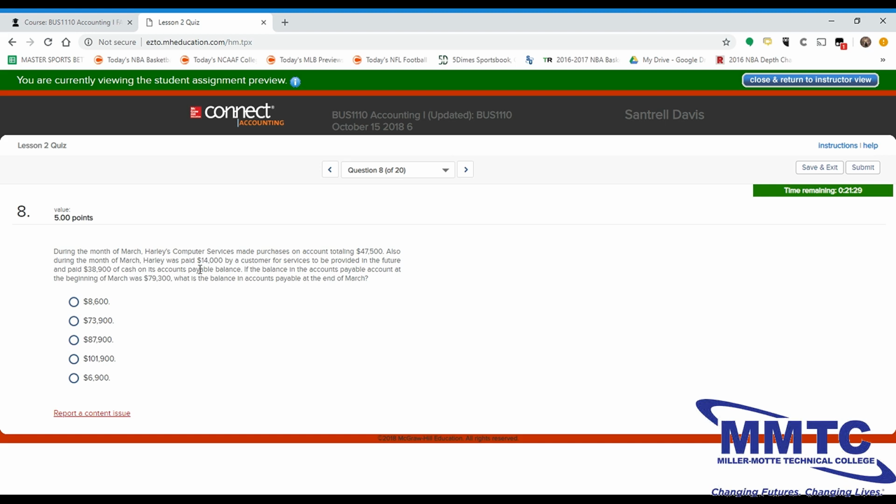During the month of March, Hartley's Computer Services made purchases on account totaling $47,500. Okay, we did what with the 47,500? Made purchases on account. Okay, so we made some purchases on accounts. So that's our accounts receivable.